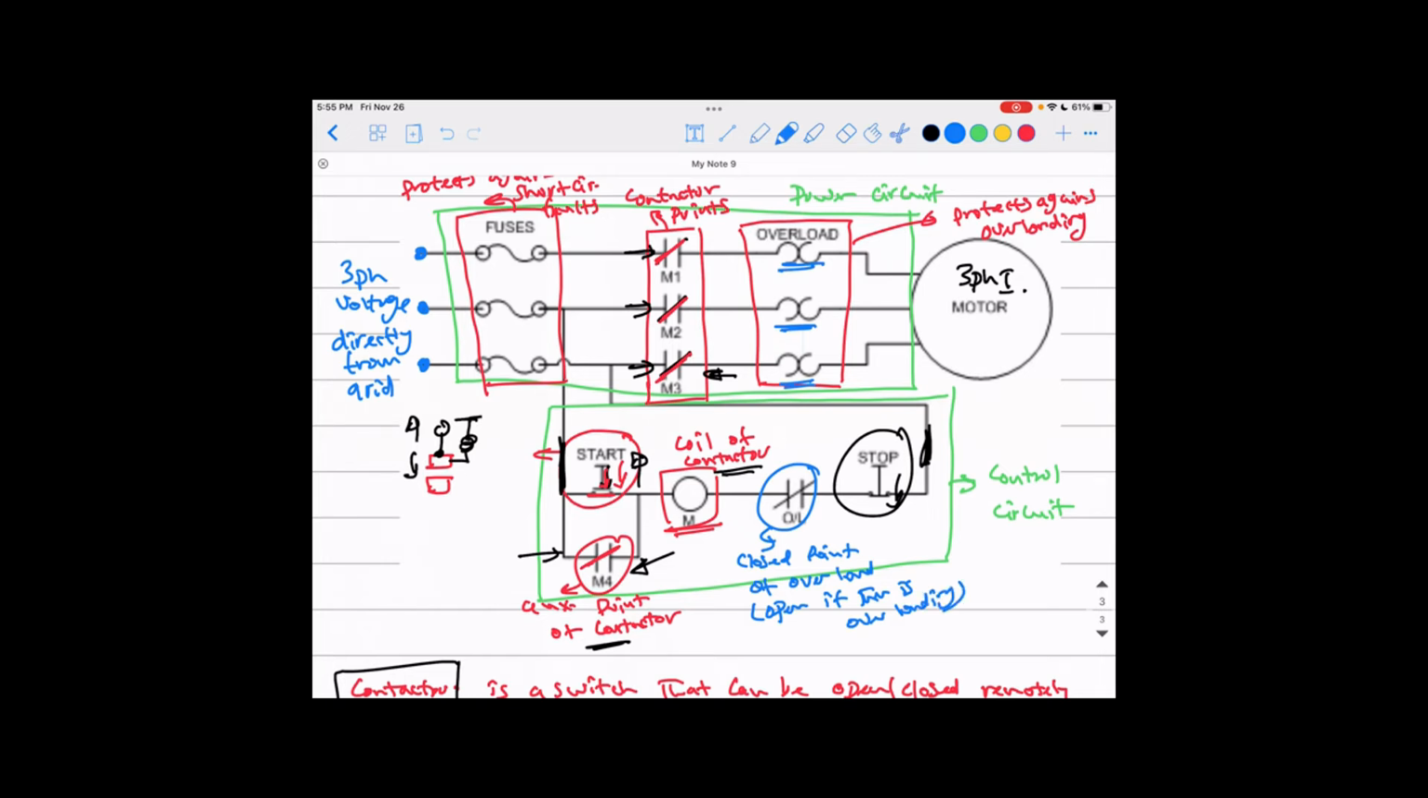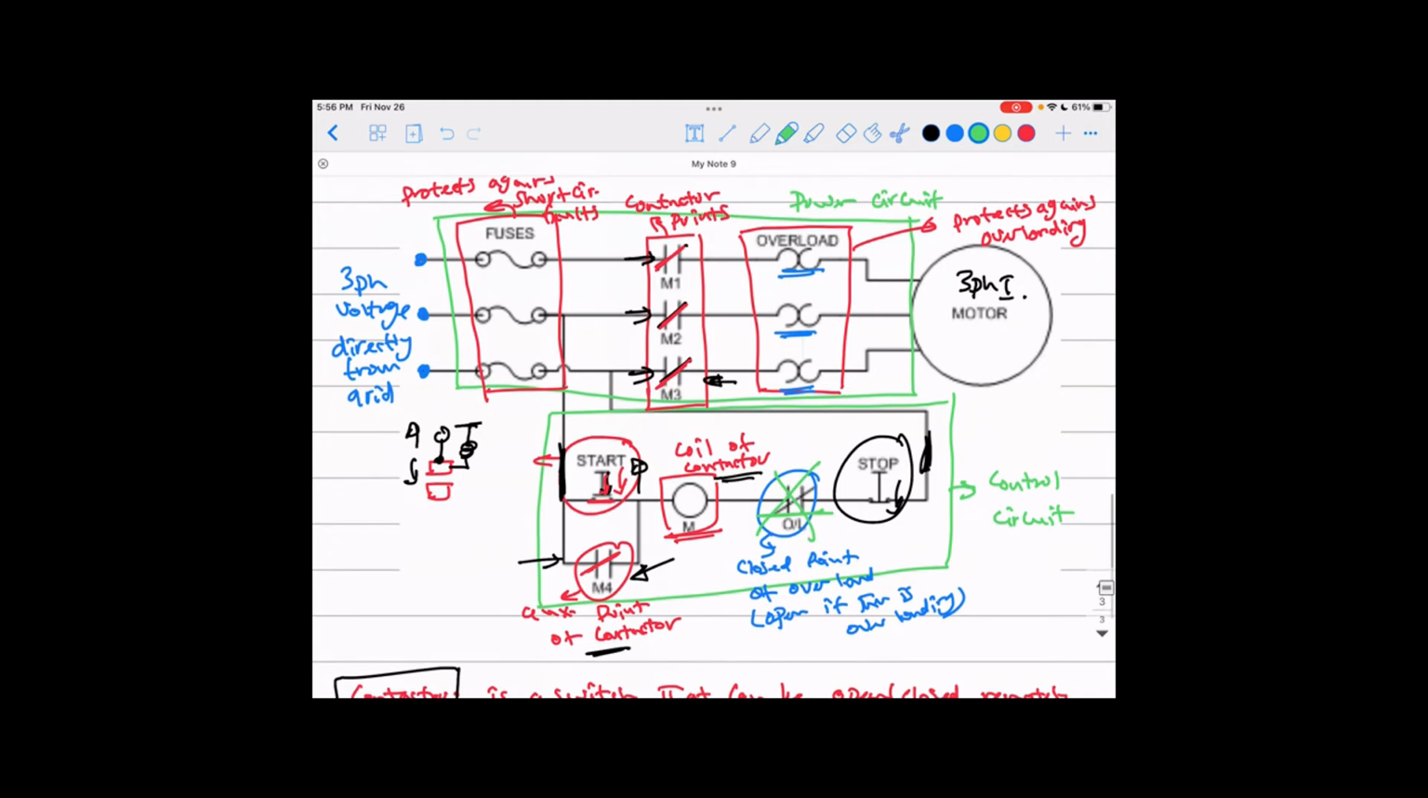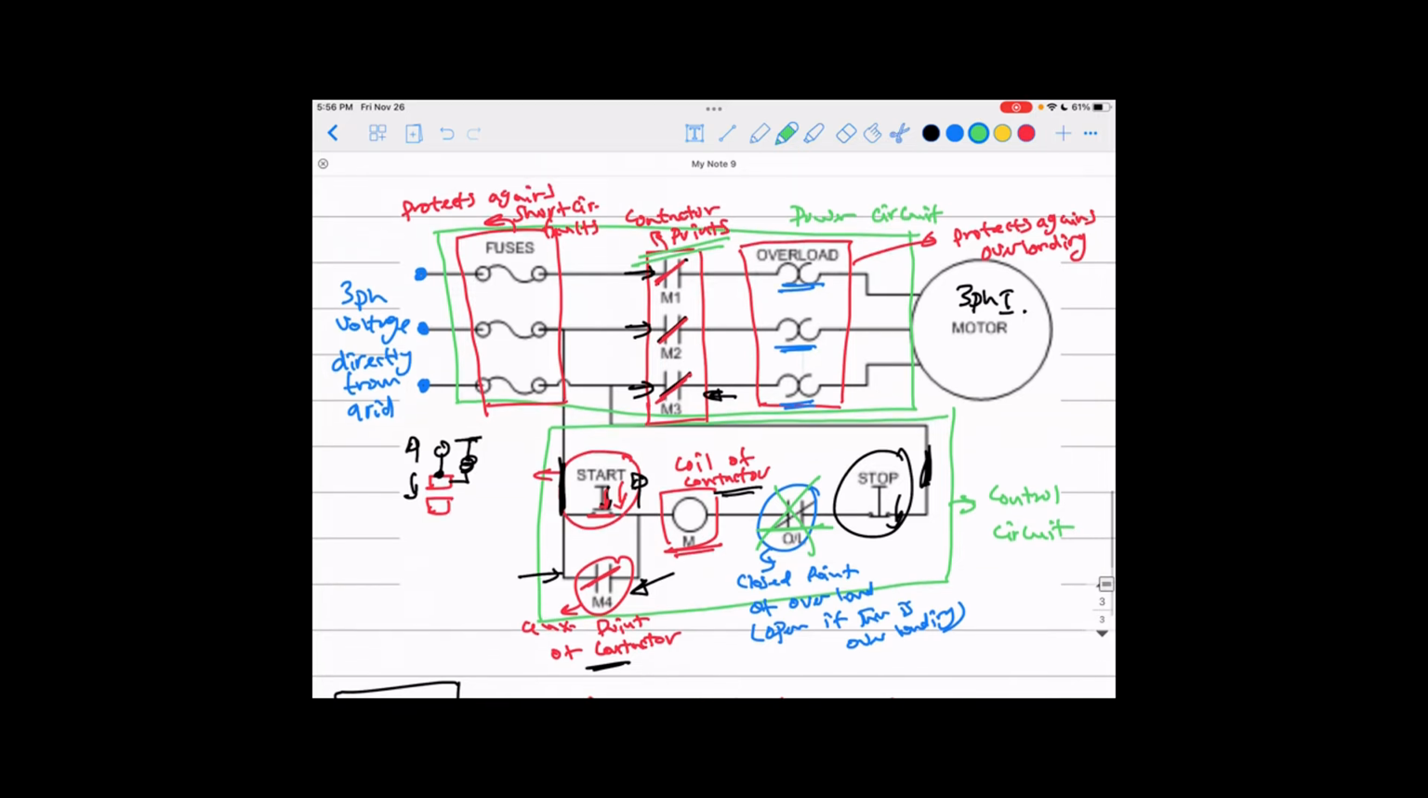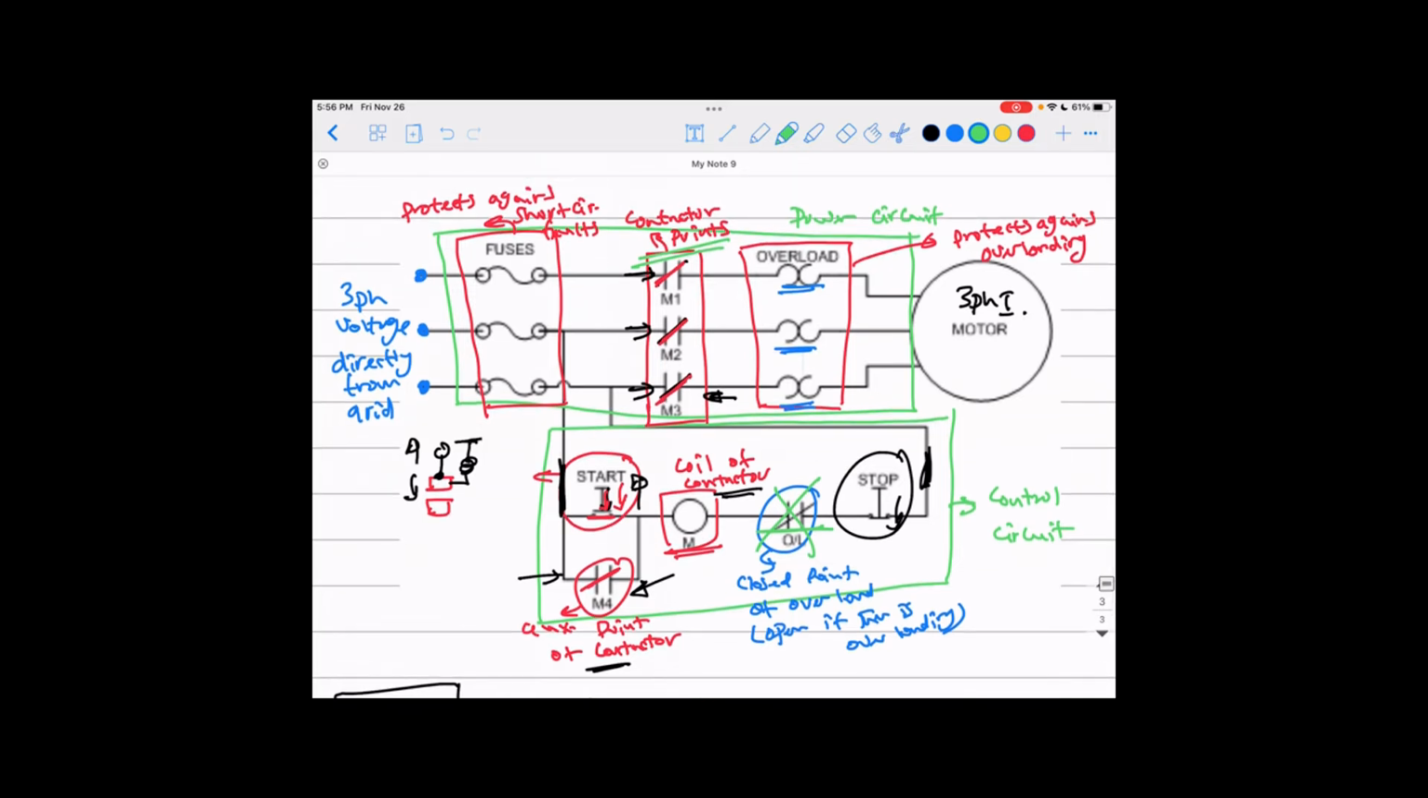Once this is opened, you don't have any current, so it cuts the current going here, and that will open the points of the main contactor, and it will disconnect the motor from the supply. Okay, guys, that's what you're going to see in any kind of motor.